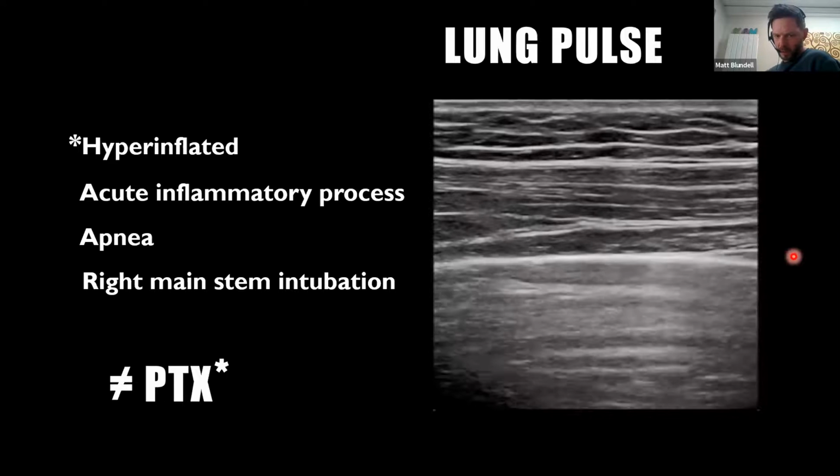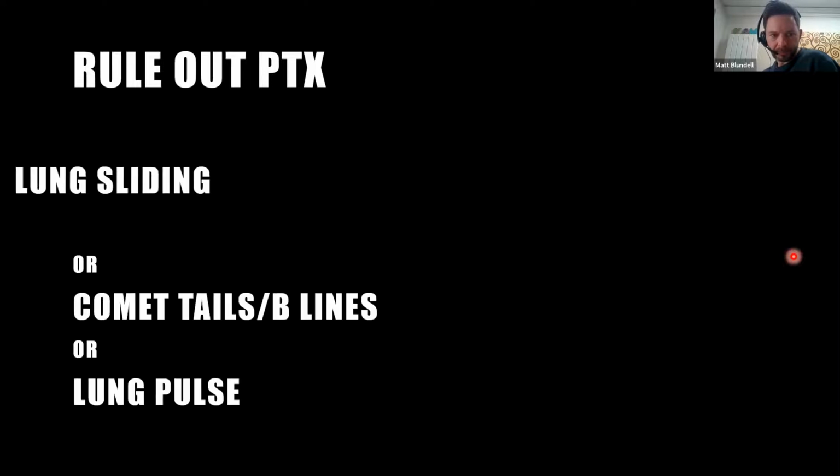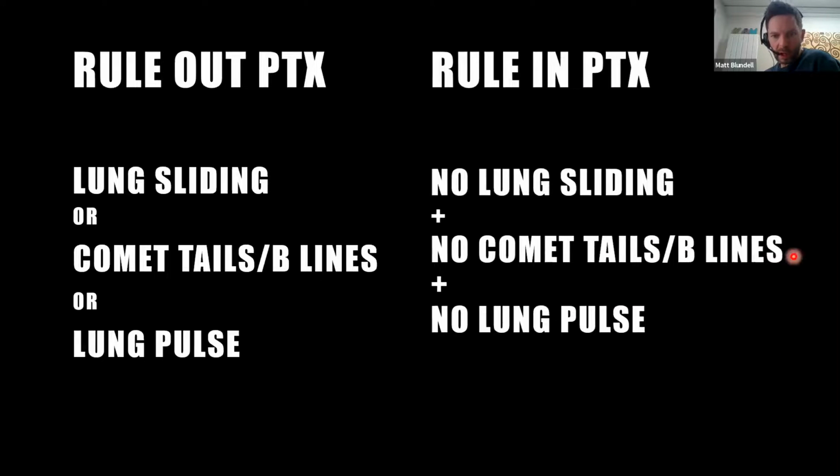So next time you want to try it on yourself or on a patient, get them to hold their breath, you should be able to see that. So again, if you see the lung pulse, it means there's no pneumothorax. So to rule out a pneumothorax, you can either look for lung sliding, or you can look for comet tails or B lines, or if you don't see either of those, you see a lung pulse, that rules out a pneumothorax.